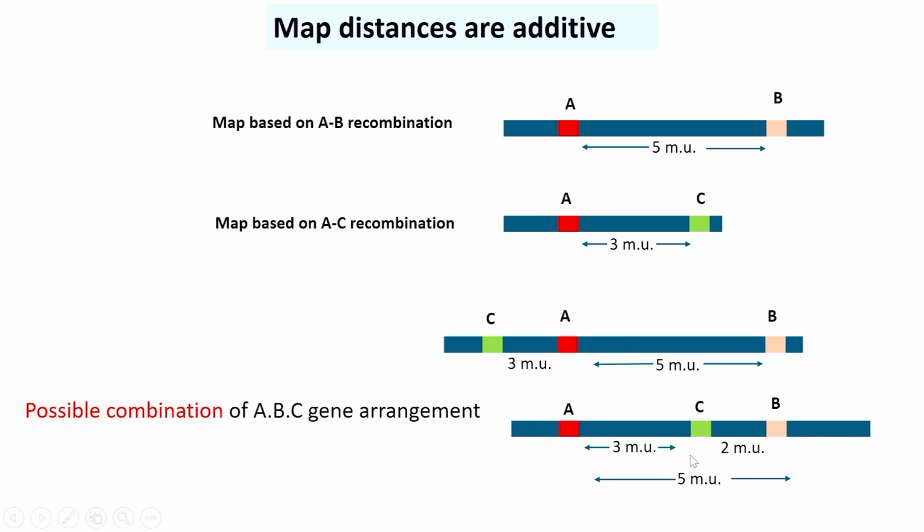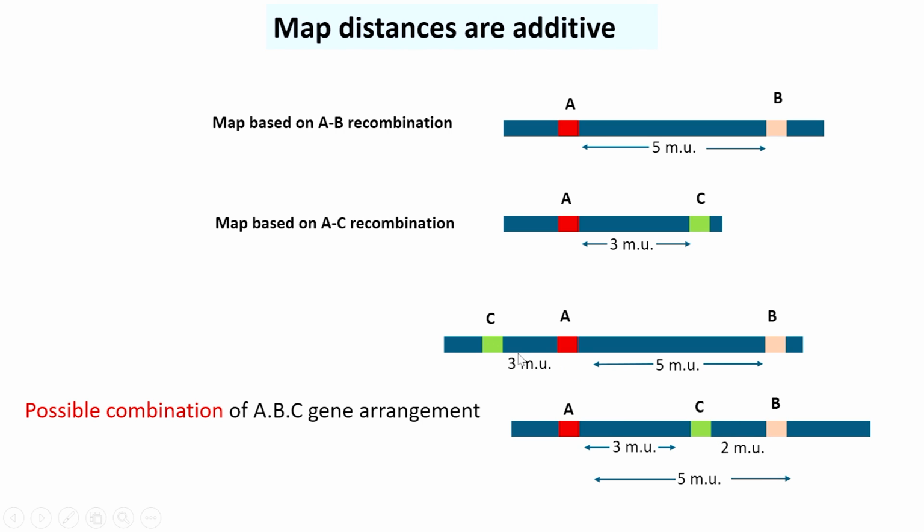You can also arrange these genes in this manner where you put C between A and B, and you say that C is 3 map units apart from A and A is 5 units apart from B. But this recombination, the one that I have written here, 2 map units, until and unless you see this relation, how far or close C is to B, you cannot be sure if you should put it in this orientation or that orientation.